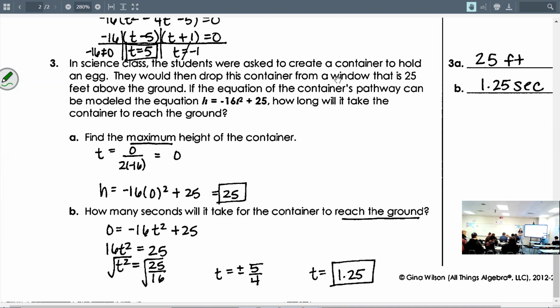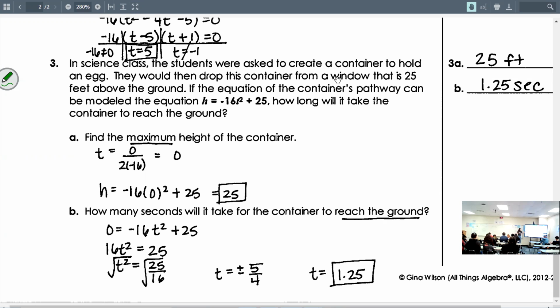So it gives you the equation. If you ever have to make the equation, just look up at the board. Velocity goes in front of the T, and the starting height goes at the end. It's your constant. So in this one, there's no velocity because they're just dropping something. They're not throwing it or putting force behind it.